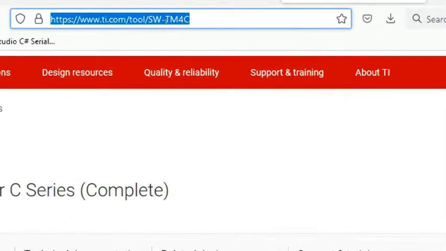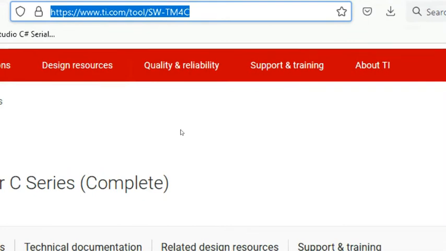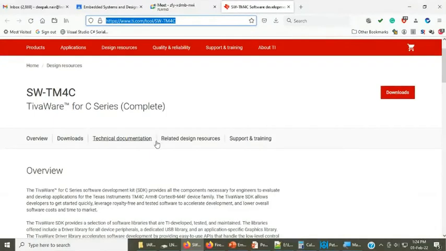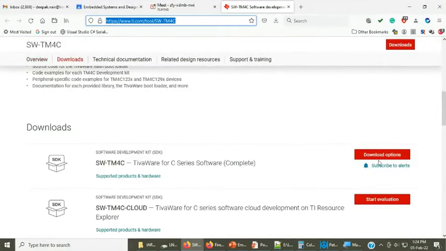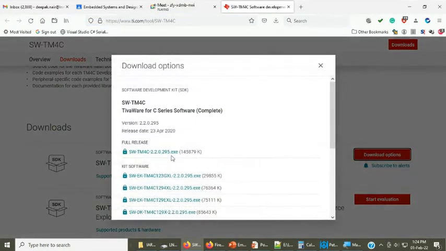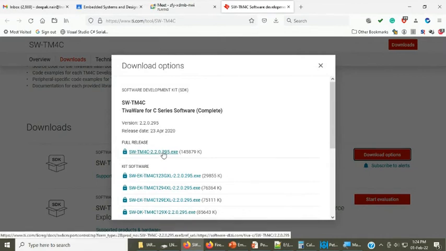Okay, this particular address. It is not that you can directly go and download it. For that, here is the download option. From here you can download the software. When you click here, this is the link where you have to download. Okay, this is the latest version, full release.